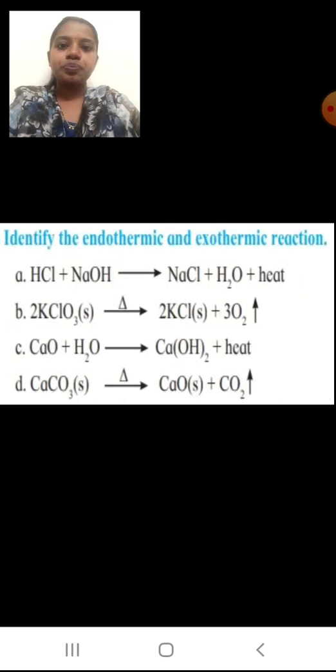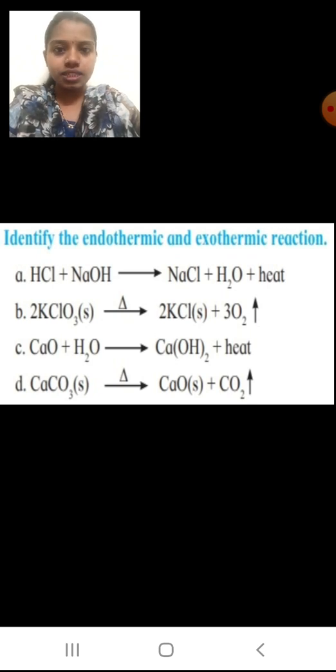Okay students, now next is identify the endothermic and exothermic reactions. Again 4 examples are given. First one is HCl plus NaOH gives NaCl plus H2O plus heat.